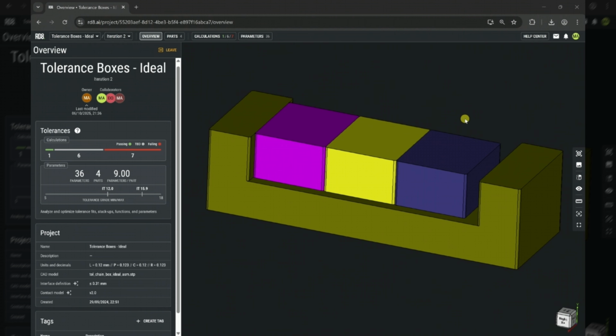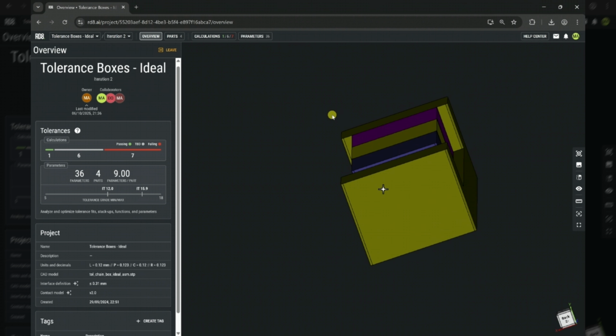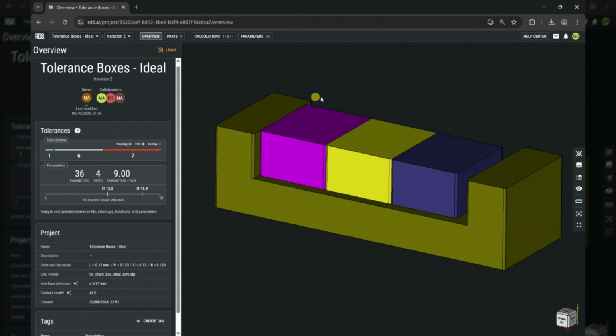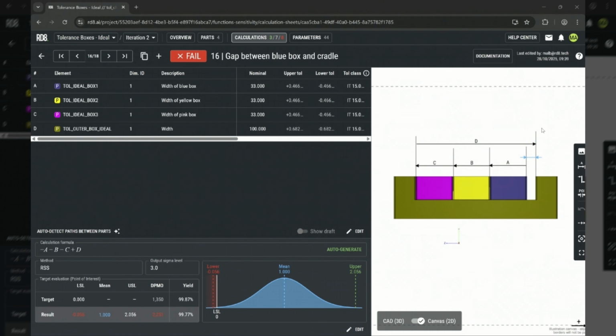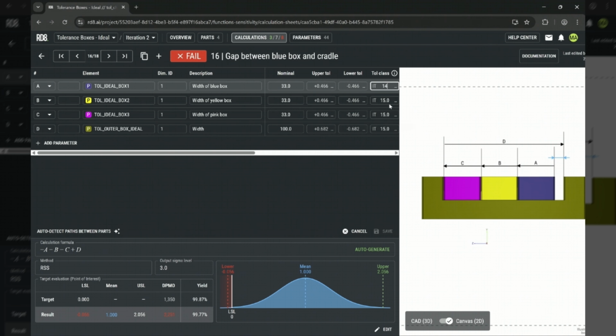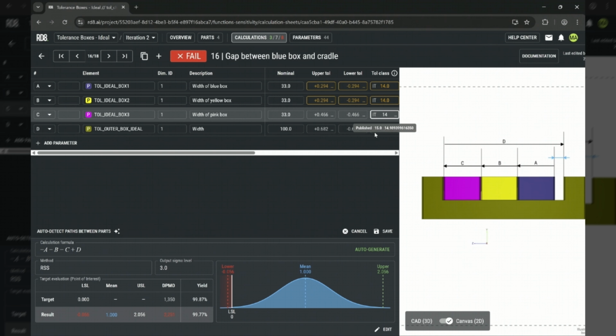Let's see another way to reduce sensitivity, using the 3 boxes in a cradle as an example. Our goal: ensure a nominal gap between the cradle and the blue box, with a lower specification limit of 0. We can see that currently this requirement is not met. How can we improve it? Sure, we could tighten tolerances, but that would drive up manufacturing costs.